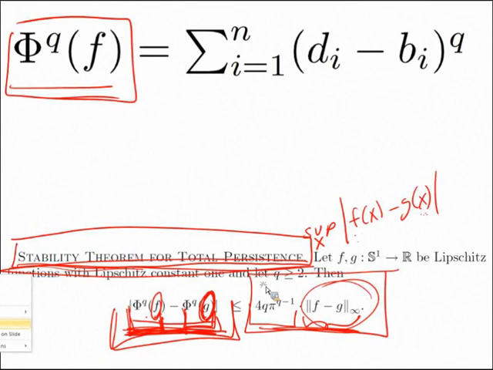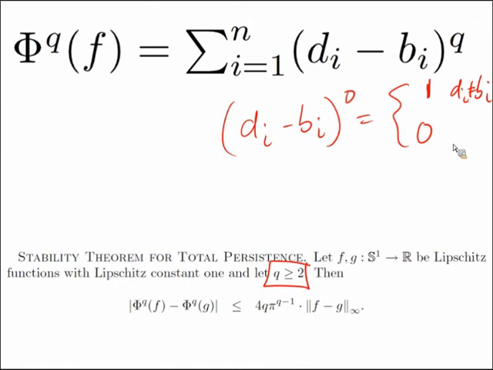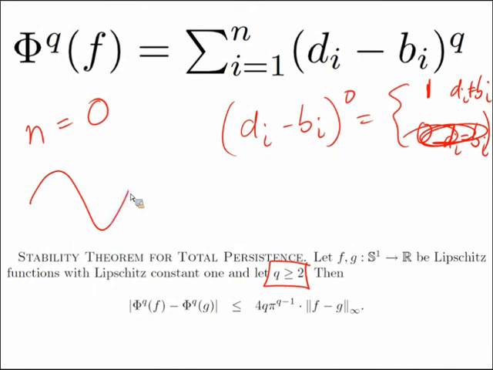it's stable as long as Q is greater than or equal to 2. If Q equals 1 or Q equals 0, then I do a slight perturbation, then things will perturb a lot. So for Q equals 0, for example, I might have my DI minus BI to the 0 will either equal 1 if DI does not equal BI, and it'll be 0 if DI equals BI, or if I don't have any DI equals BI, I might not have a sum whatsoever. So if I don't have any maximums or minimums, then if my n is equal to 0 and I have this nice periodic function, then my phi q of f equals 0. And otherwise, I'm adding up 1 for each time I have a minimum and a maximum.